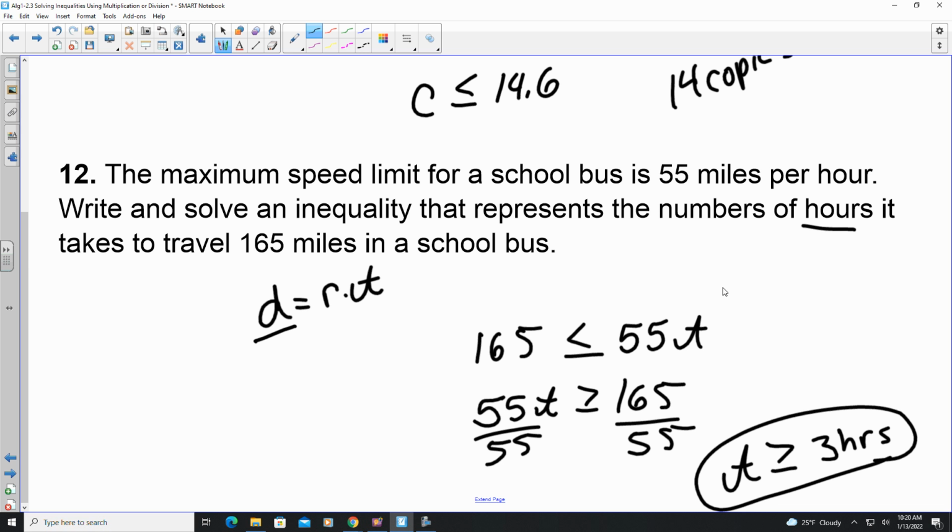All right, and that is being able to solve inequalities using multiplication or division.